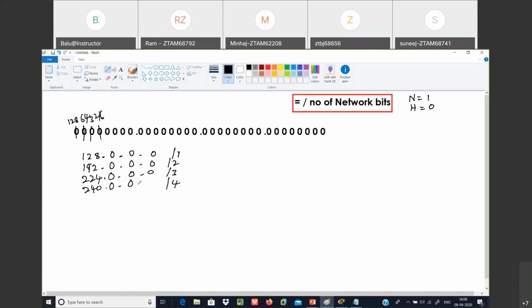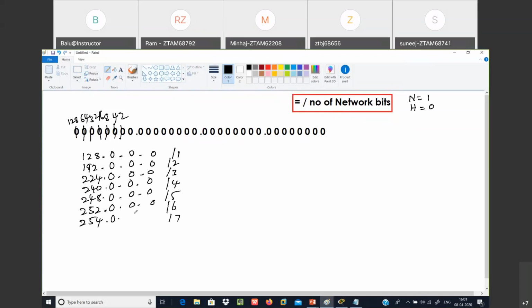240.0.0.0, right? /5: 5 network bits, plus 8, gives 248.0.0.0. /6: 6 bits, 1, 2, 3, 4, 5, 6, six network bits. The last value is what? Plus 4. 248 plus 4 is 252.0.0.0. /7: one more bit, plus 2.